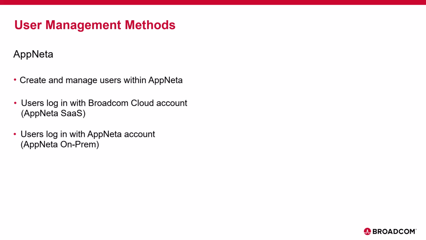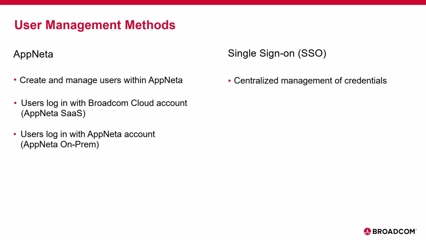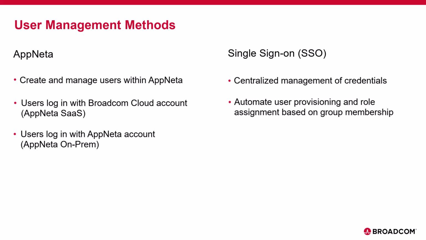The second method is to set up single sign-on so that users may sign into AppNeta using their corporate credentials. SSO allows application administrators to centrally manage user credentials. User provisioning and role assignment can then be automated, and users do not need to remember another set of credentials. Both AppNeta SaaS and AppNeta On-Prem support SAML 2.0 as a method to enable single sign-on for user authentication. Coordination with Broadcom support is required to set up SSO.